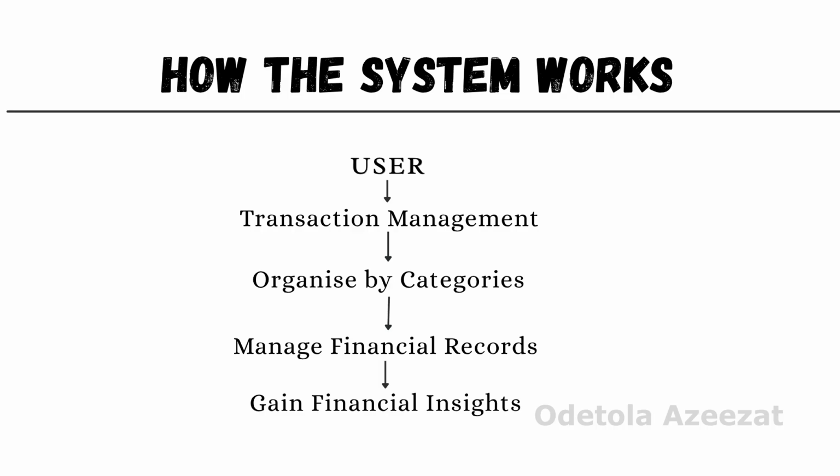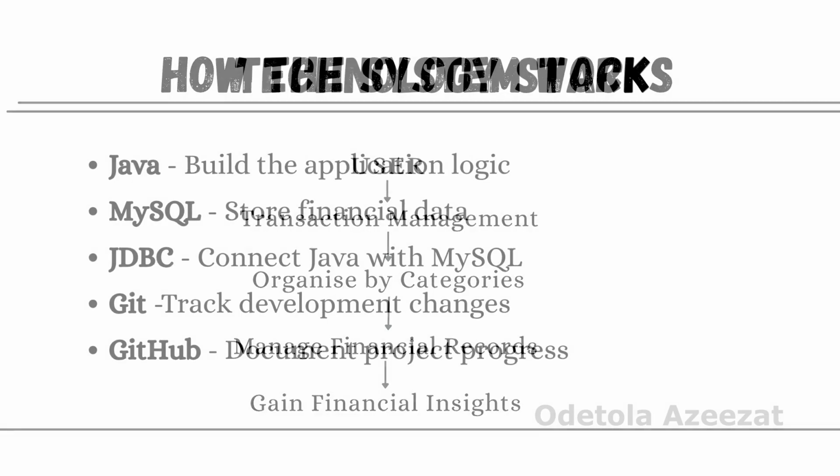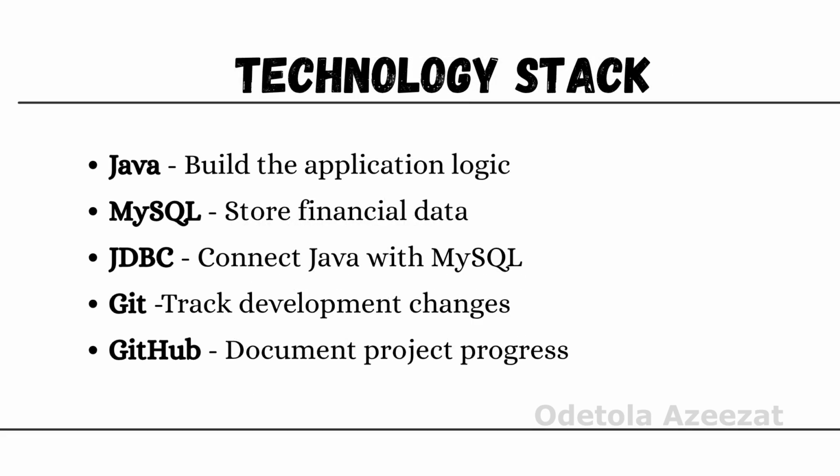Now, let's talk about the tools I'll be using to build this project. For the development of this project, I'll be using Java as the main programming language. This is because it provides the object-oriented features needed to build a scalable and well-structured application. For storing the data, I'll be using MySQL. This is where information like users, categories, and transactions will be saved, so that the records can still be accessed even after the application is closed.